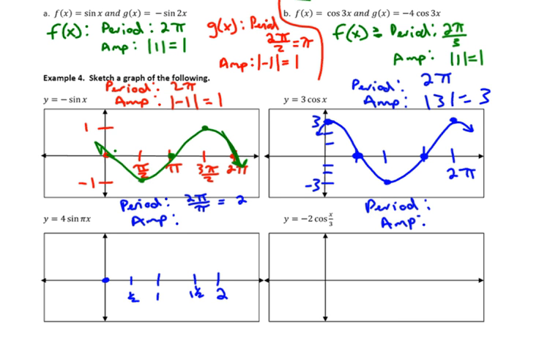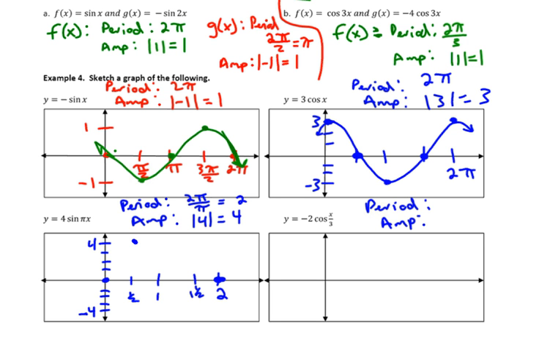And so it starts at 0 and ends at 0 because it's a sine graph. Always starts at 0 and ends at 0. The amplitude, we need to have that. So the absolute value of 4 is equal to 4. So this goes up 4 and down 4.